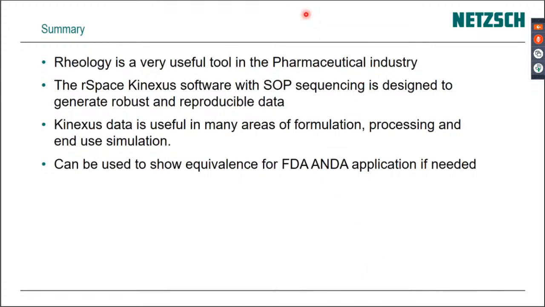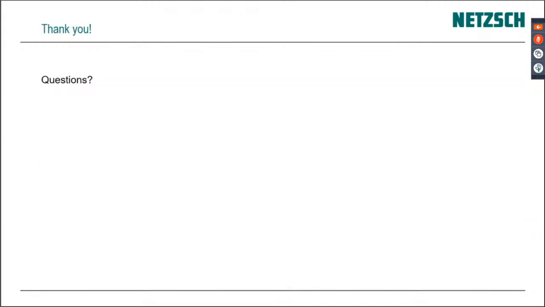So in summary, Rheology is a very useful tool in the pharmaceutical industry, has multiple applications and uses. I've only touched on some of those, but you can see there are many of them. With the RSpace software in the Connexus and the standard operating procedure sequencing, it really helps you to generate robust and reproducible data. The data is useful for lots of areas of formulation, processing, and end-use simulations, and also we can use it to show equivalence for an FDA ANDA application if needed. So thank you, and I will now pass back to Malena.